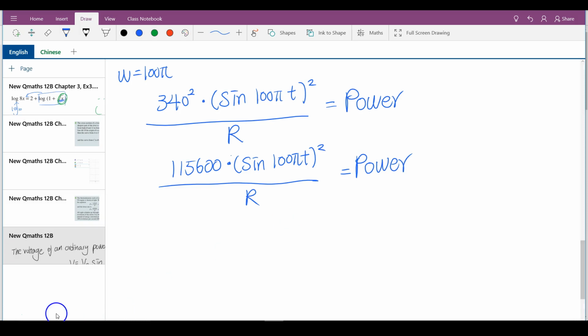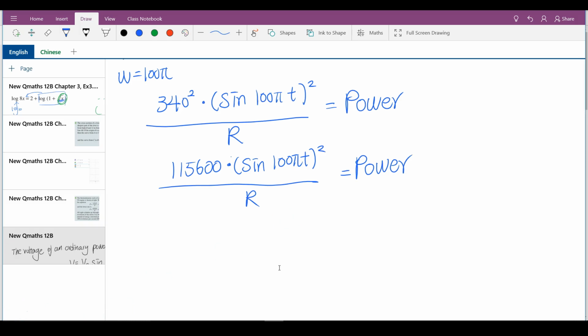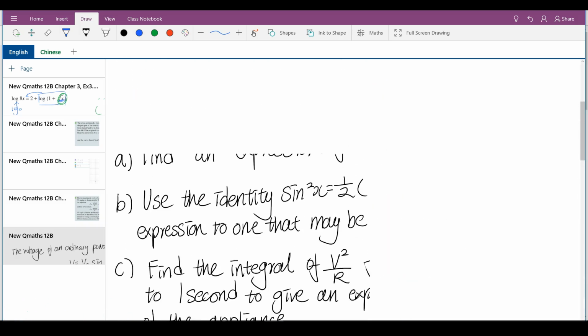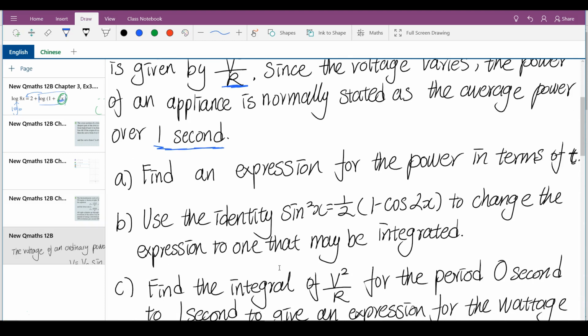Cool, right? All right, we got the first question done. Let's look at the second one. Use the identity sine square x is equal to half bracket 1 minus cos 2x to change the expression to one that may be integrated.